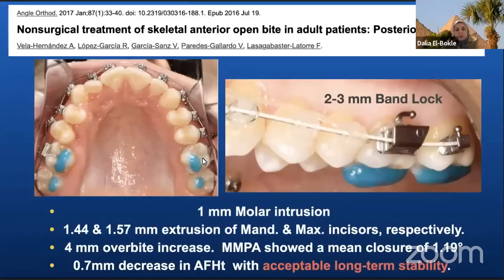What they found was they had 1 millimeter molar intrusion, whereas they had about 1.5 millimeter extrusion of both the mandibular and the maxillary incisors. This resulted in a total of 4 millimeter overbite increase, while the mandibular plane angle showed a mean closure of 1 degree. And there was about 0.7 millimeter decrease in the anterior face height with acceptable long-term stability.